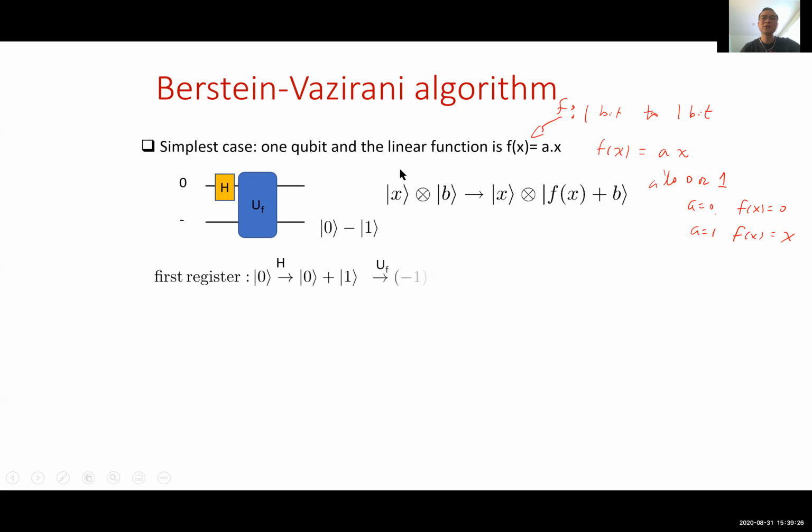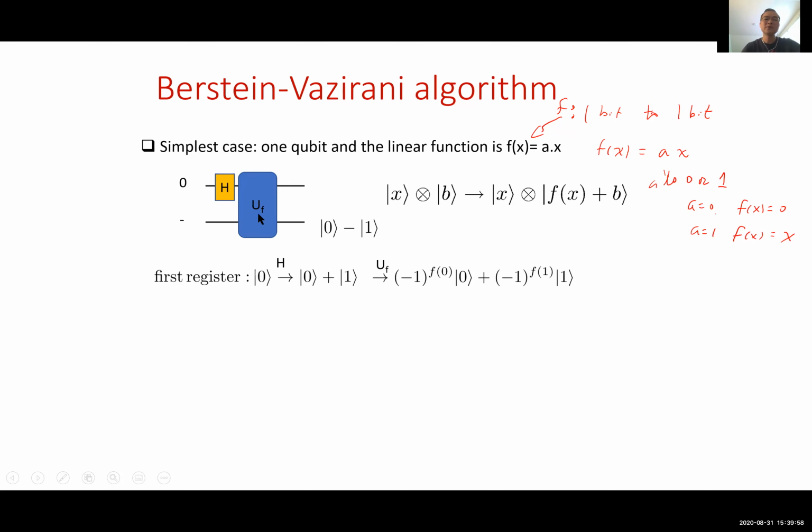What it asks is, suppose I have a black box, or let me call it an oracle, implementing this, computing f and then adding the answer to the second bit. I want to know whether f of x is 0 times x or 1 times x. What is the a? The goal of the algorithm is to figure out what a is.